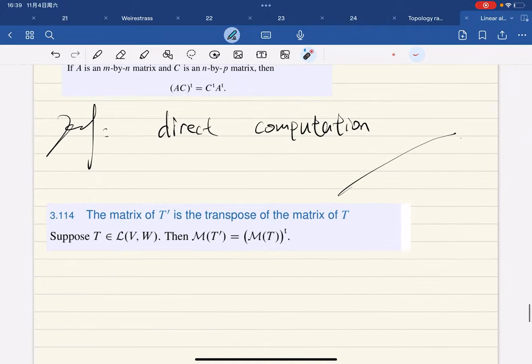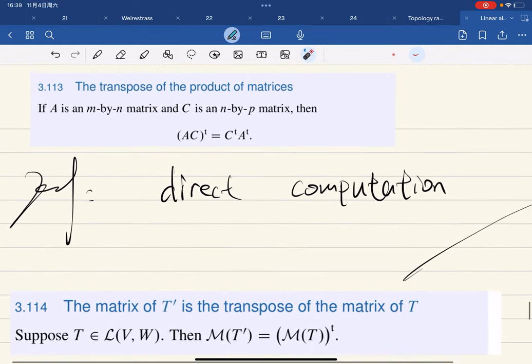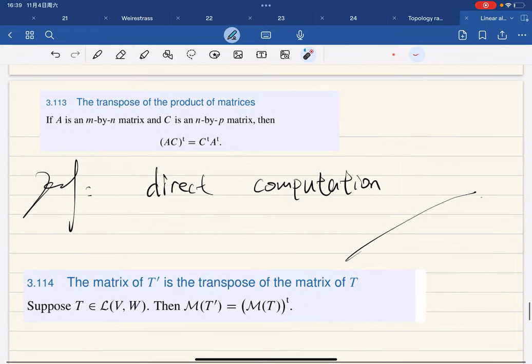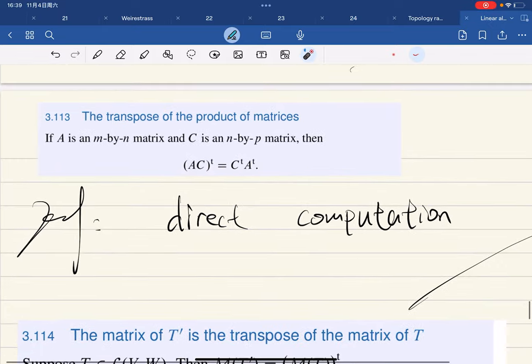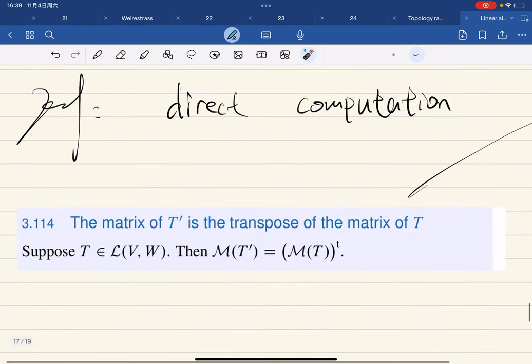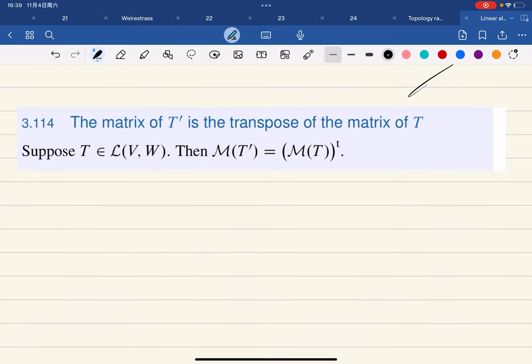Now we're going to do something about matrices. We're going to use our results from dual maps, and ultimately we're going to prove that the row rank and the column rank of a matrix are the same. So this is a fact about transpose. If A is a matrix and C is a matrix, then the transpose of their product is the product of their transposes. This is a proof I omitted because it's just direct computation. Just calculate it directly. But this is going to be important. 3.14: if T is a linear map, then the matrix of T prime is equal to the transpose of the matrix of T. Well, this is interesting, right?